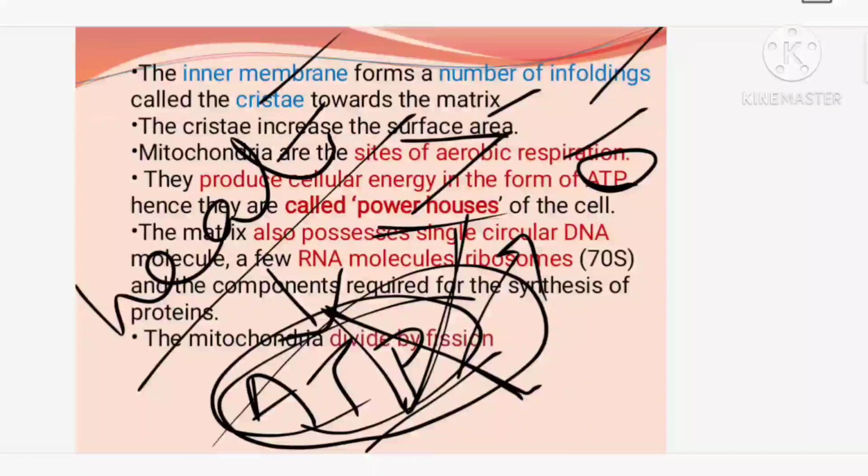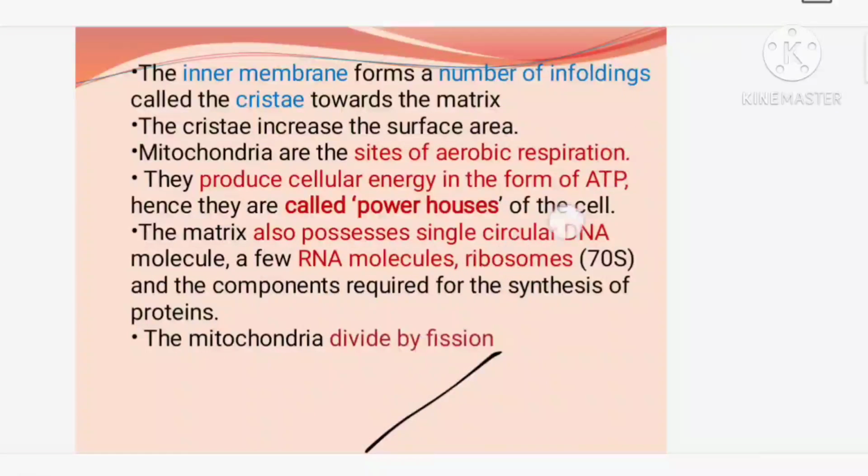Powerhouse of the cell. So whenever energy is needed, this ATP is broken down. When the ATP is broken down, the captured energy is released, and that energy is used for carrying out our work. Now when you are moving on to the rest of the characteristics, in the matrix, there is a DNA. I told you they have what? A single circular DNA. That's why they are self-replicating. They can divide.